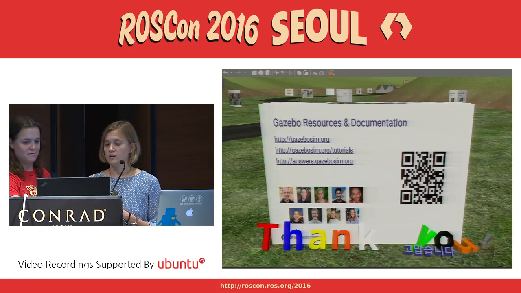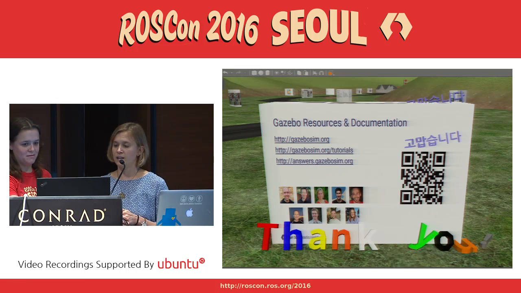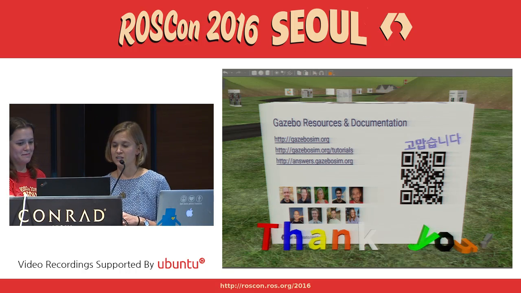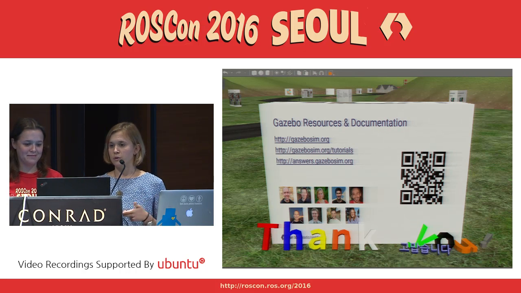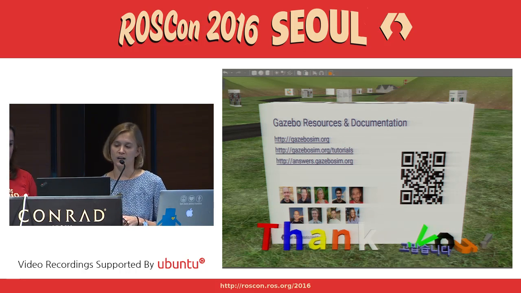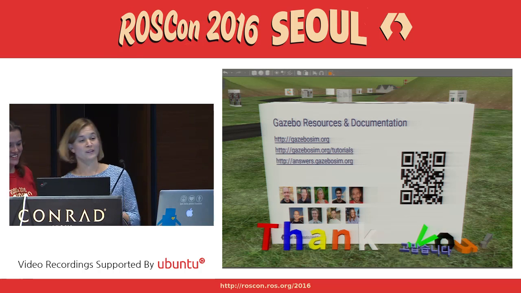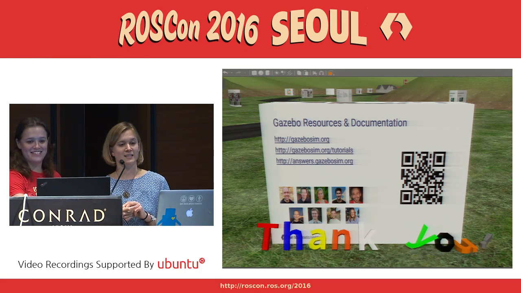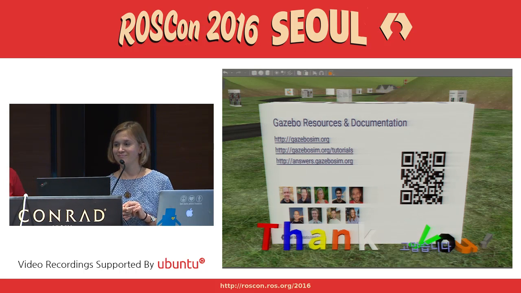So here we have some resources if you want to learn more. Those folks down there are the Gazebo team at Open Source Robotics Foundation. But again, they're contributors from all over the world. And if you check out that QR code, if you're into that, you can get our links to the slides. And with that, we have more time than expected for questions. Thank you for your attention.